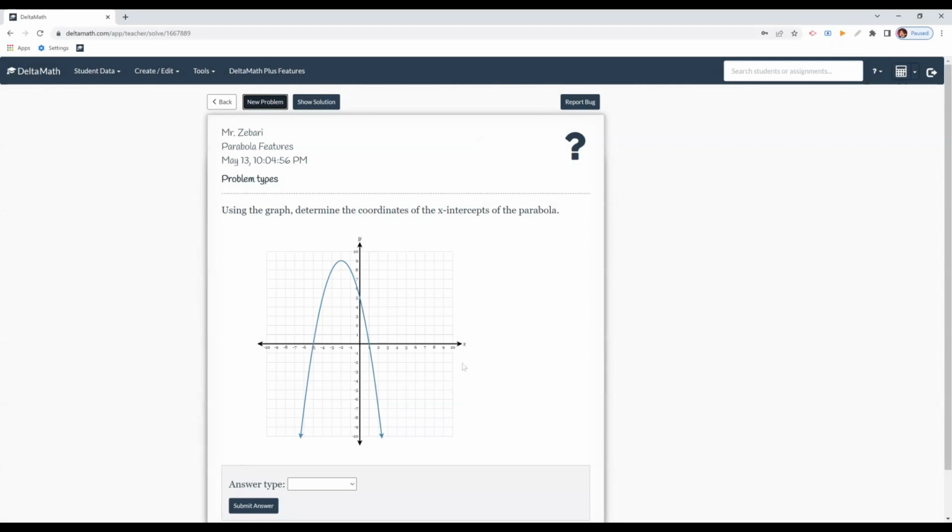All right. Again, try to work on this and see if you can figure this out. So pause the video and see if you can find this one out.